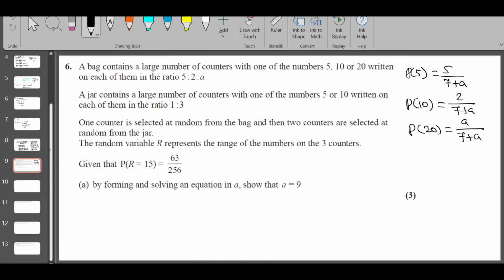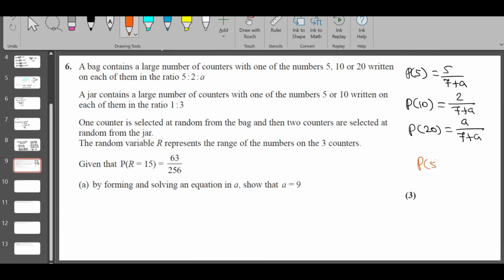Okay, that's a bag actually. And another jar contains a large number of counters with one of the numbers 5 or 10 written on it, each of them in the ratio 1:3. The total ratio is 4.